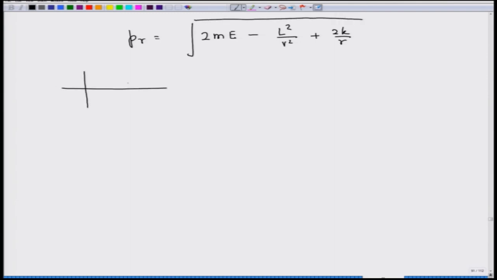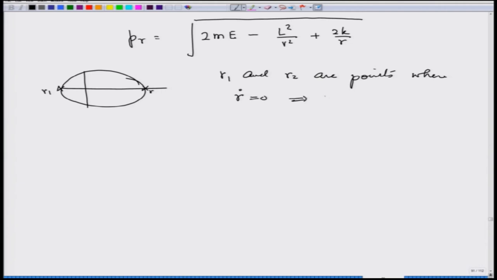This orbit is like this. I have an R1, I have an R2. R1 and R2 are points where R dot is equal to 0, which implies PR is also equal to 0. So those can be calculated from this expression by writing 2mE minus L square over R square plus 2k over R is equal to 0.